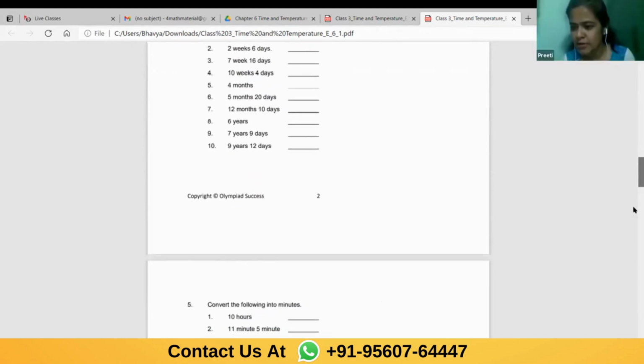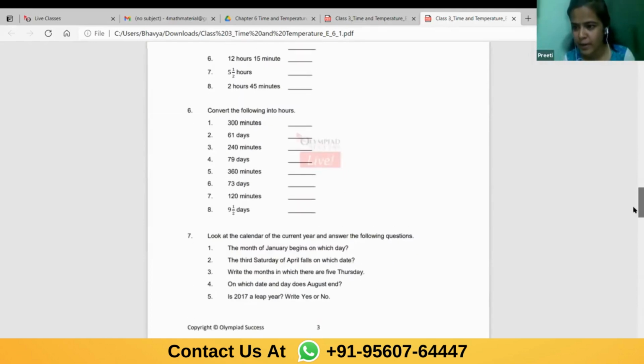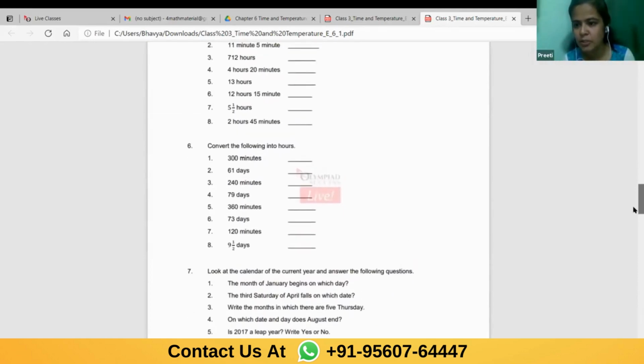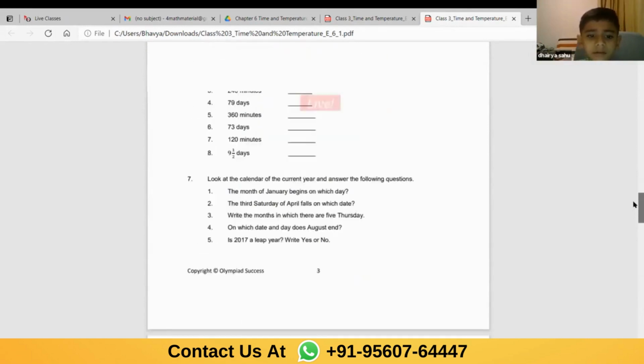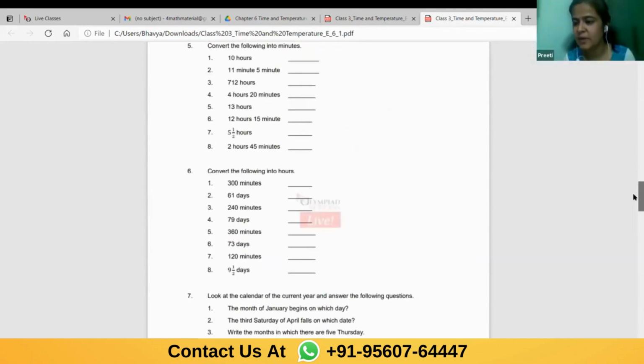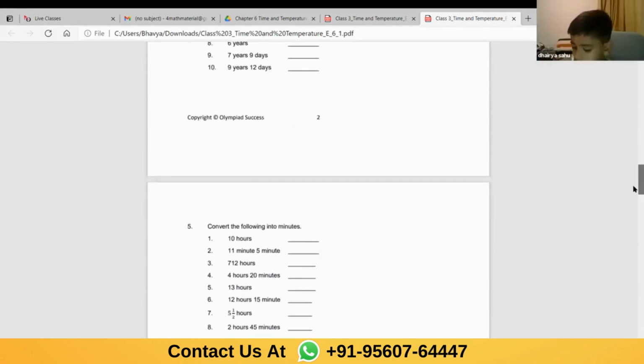Do you want to take a screenshot from my screen? Yes, ma'am, but I've done this converting part. So if you need any specific page, you can tell me and you can take a screenshot. Yes, ma'am, but the page number is also overlapped. Okay, just count. First page gone, second page gone. From that you can count easily there.